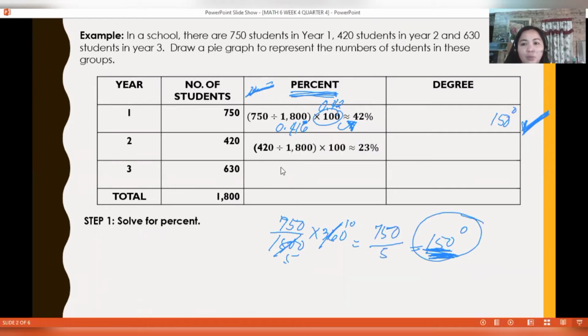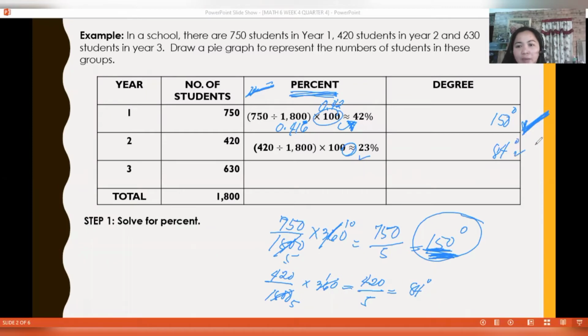That is 420 divided by 1,800 times 100, approximately 23%. So ang ginawa naman sa inyong module is 420 divided by 1,800 times 360. Cancel uli. This will become 5 and this will become 1. Equals 420 divided by 5, which is equal to 84 degrees. So nilagay dito is 84 degrees. Mamaya, pakita ko yung na-compute nating degrees, pero parehas lang siyang tama.